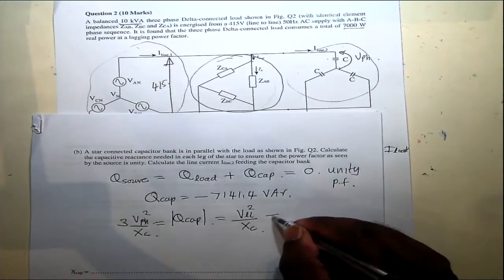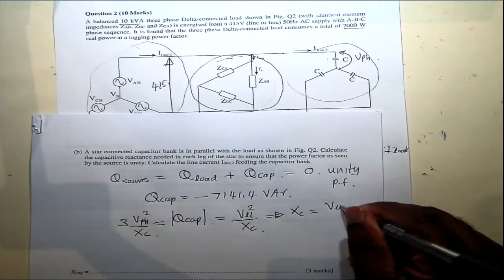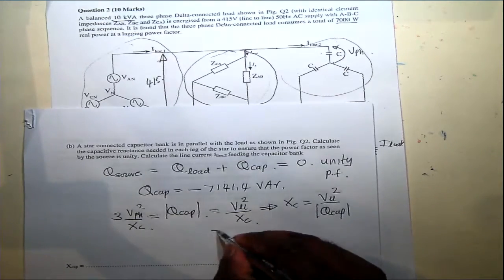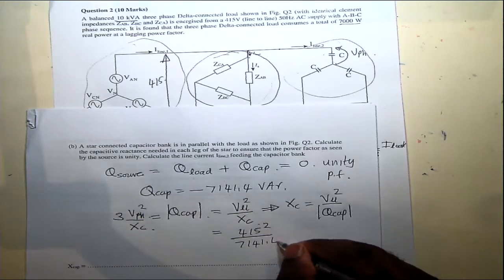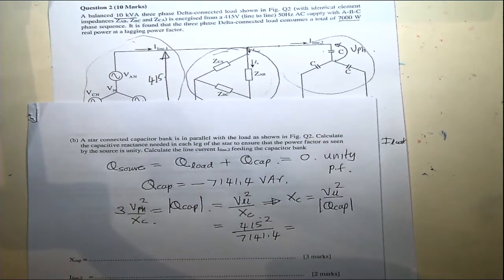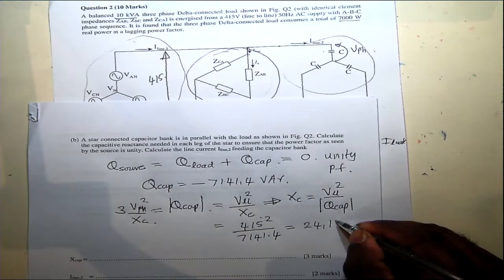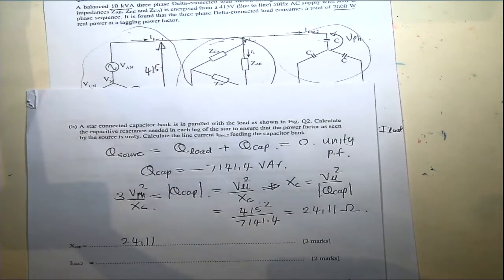So this gives you XC equals V line to line squared divided by the magnitude of Q cap, which is 415 squared divided by 7141.4. Which turns out to be 24.11. So that's the reactance of one capacitor.